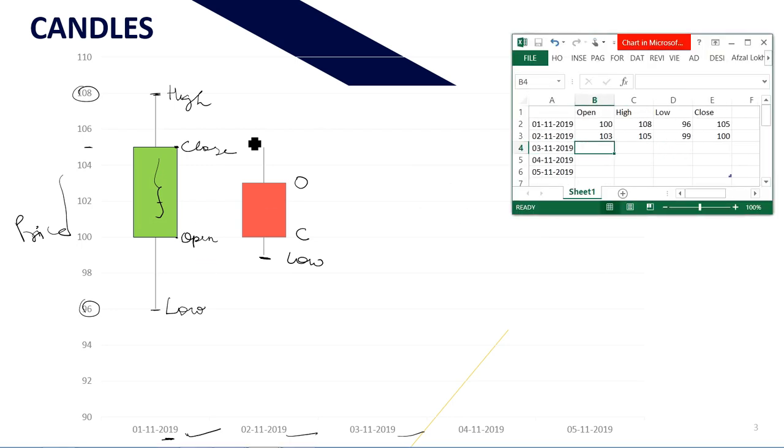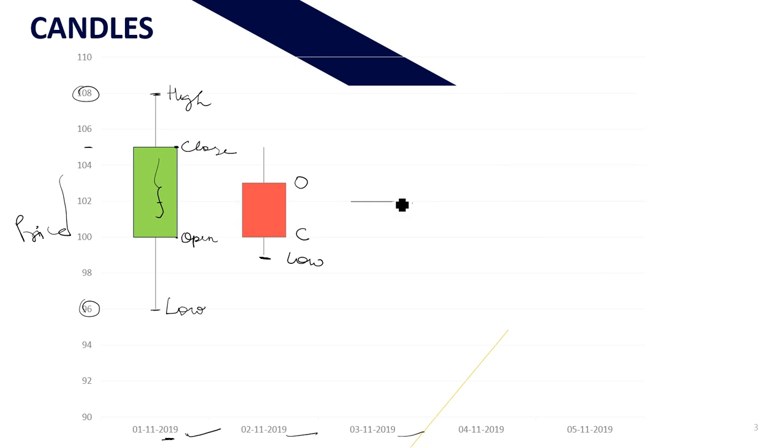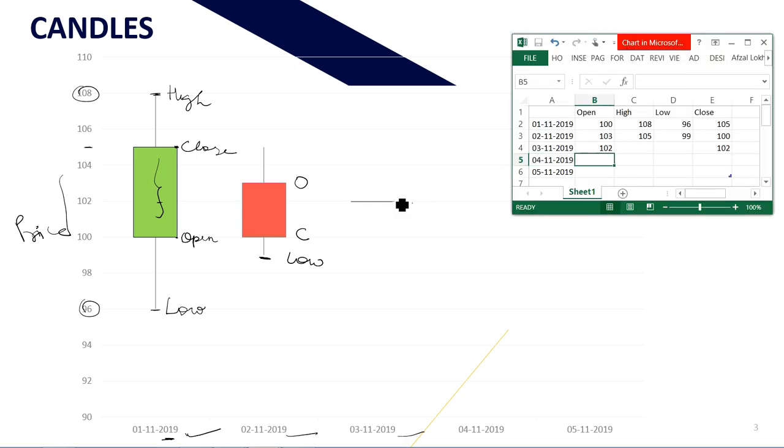The price opened at 102 and closed also at 102. So in this case there will be no body at all. Let's put this on the chart. On this day, that is 3rd of November, the price made a high of 104 and a low of 100. So there will be wicks sticking out of the body.